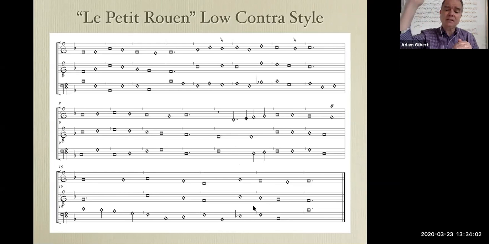Gradually you'll start to see that change. Another thing they could do is 3-5, 3 below, 5 below, 3 below.